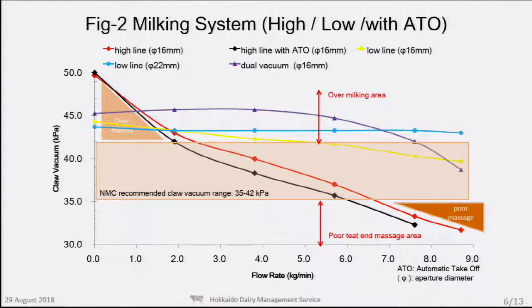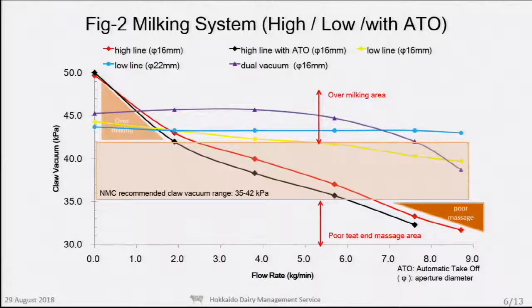Put on NMC recommended crop vacuum range on this graph. On high line system, low flow rate area means over milking times, and high flow rate area means poor heat and massage time. We have to get operating vacuum in NMC recommended flow vacuum range on every milking system as possible.